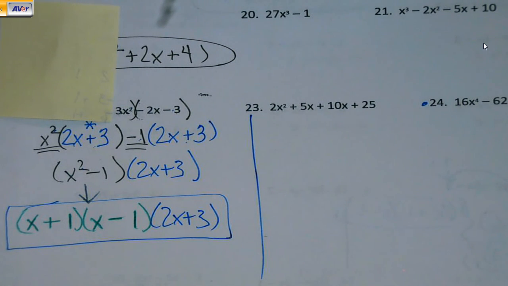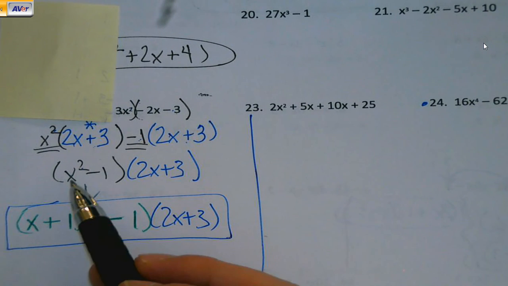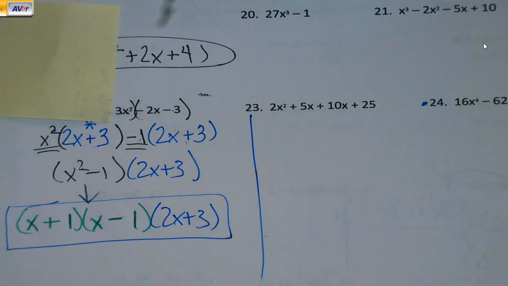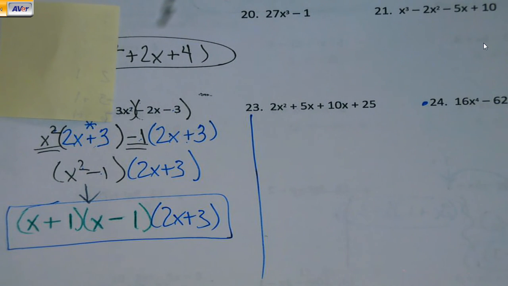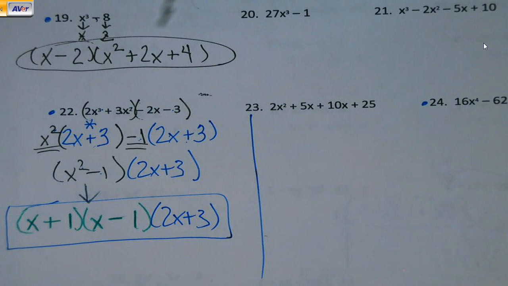Sometimes you may not be able to. If this would have been x squared minus 2 or x squared minus 3, I couldn't have done it because those numbers aren't perfect squares. The clue is going to be, do I see a squared, do I see a perfect square number next to it? Just something to watch out for.